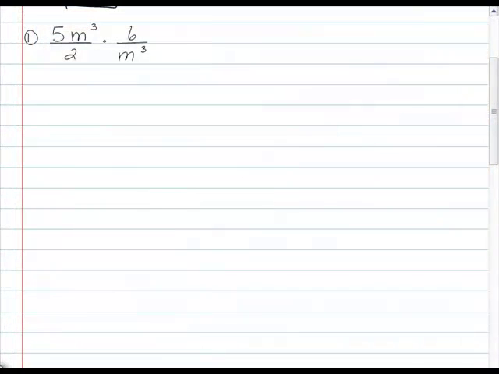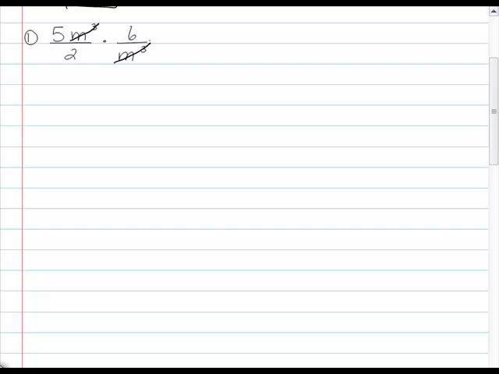Okay, so our first example that has letters in it, we've got 5m cubed over 2 times 6 over m cubed. And what we're going to do is the same steps we did in our example with just the numbers. We're going to first start by reducing. Remember, when you're reducing fractions with letters in them, we subtract the exponents. So here with our m cubed, on the top and on the bottom, they would completely cancel each other out since they're the same amount.